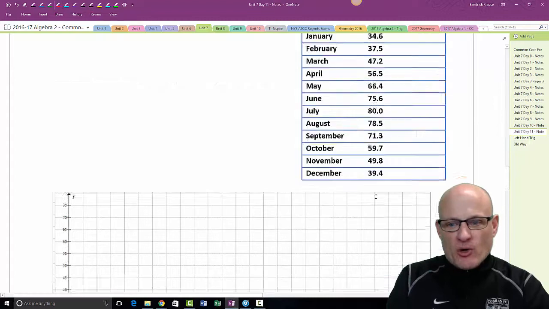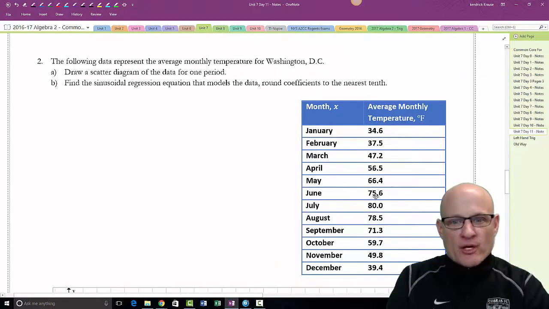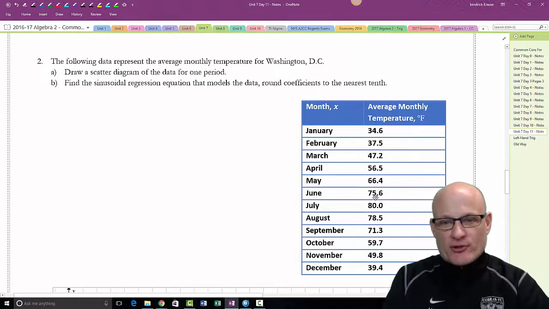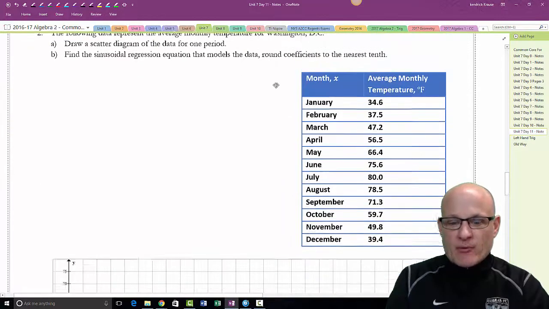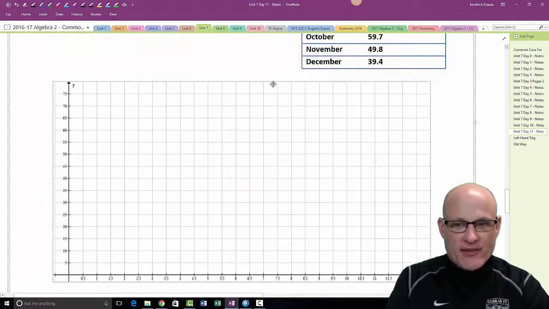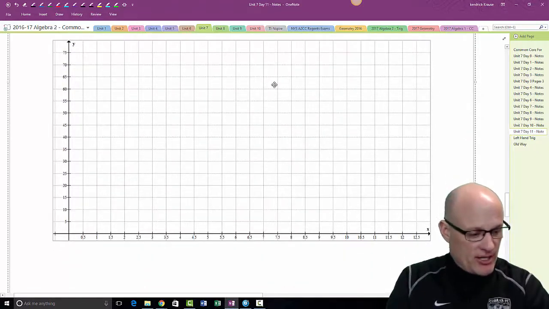All right, so I got two more. We're going to draw this one. This is the monthly temperatures for Washington, D.C. Maybe they're a little higher. I don't know. We're going to find the sinusoidal regression equation that models this data, and we're going to round this one to the nearest tenth. So the first thing we're going to do is draw a scatter plot.